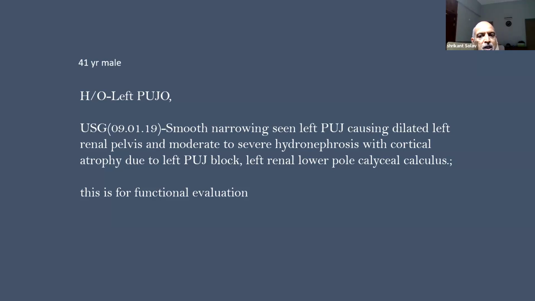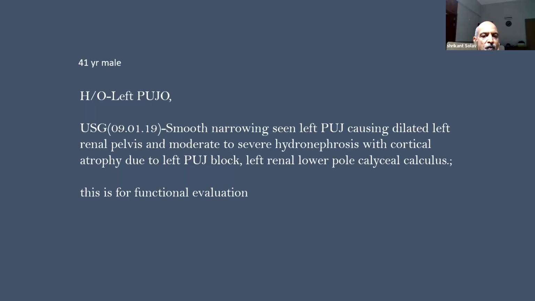And one important parameter to know whether it's obstructed or not is functional contribution. If the functional contribution of the kidney deteriorates by more than 5% on a follow-up scan, that's an important indication of ongoing obstruction.